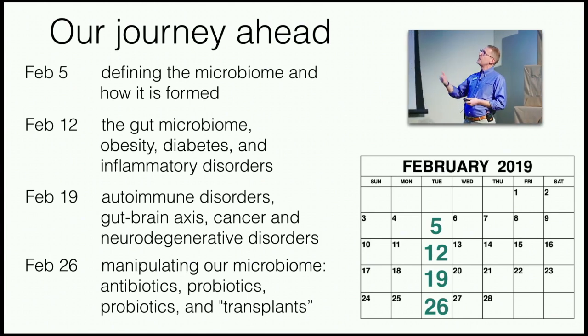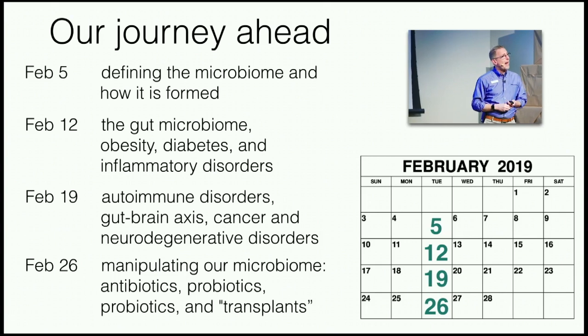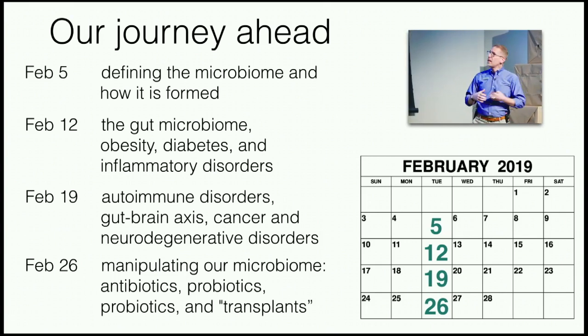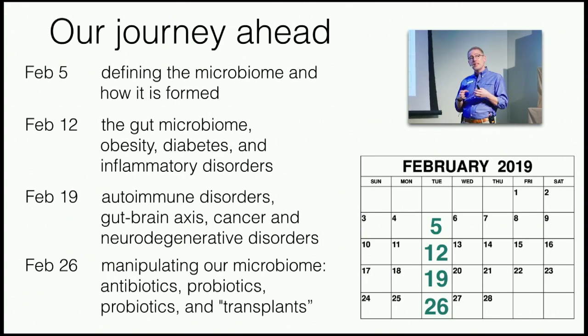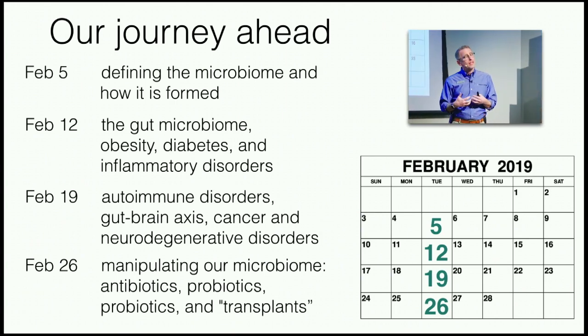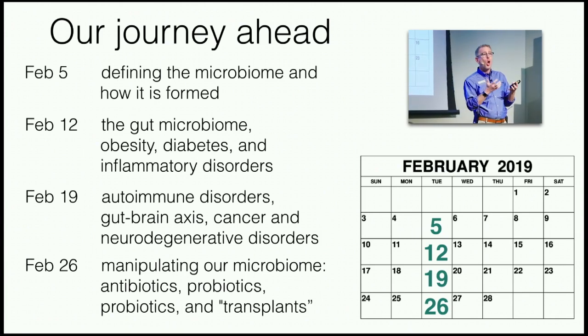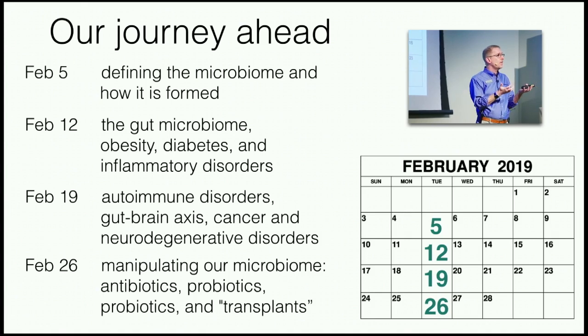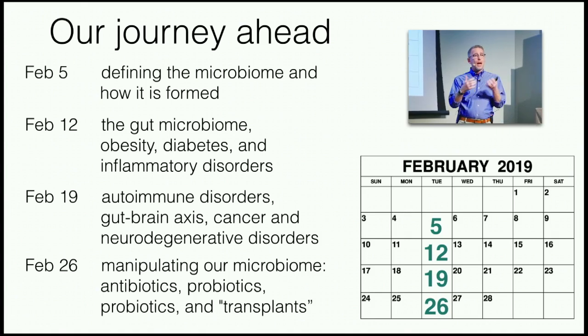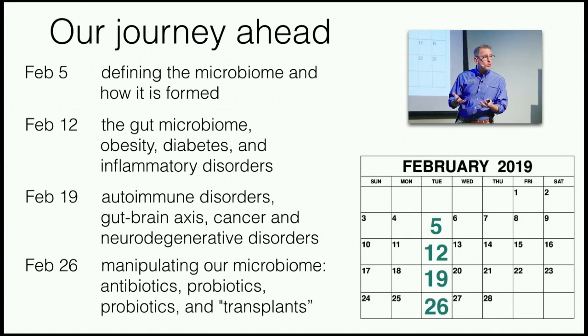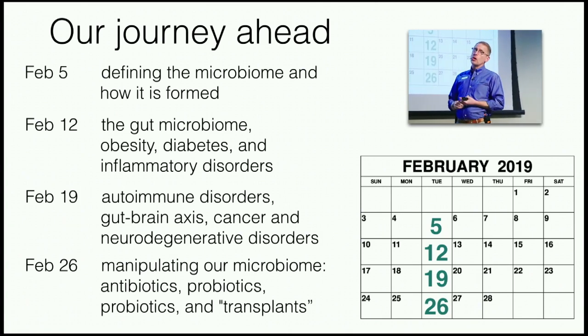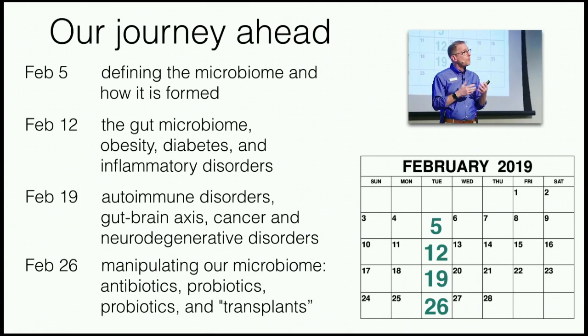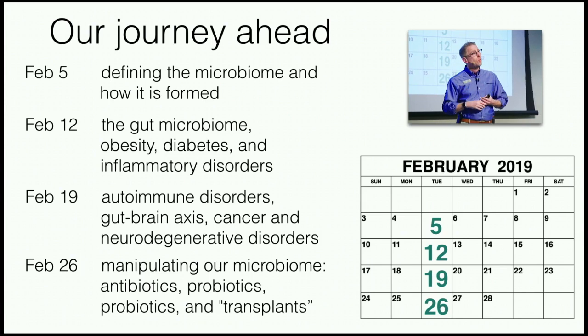So here are the things that we're going to cover. Tonight we're going to talk about what the microbiome is and how it's formed. Next week we're going to talk about specifically the gut microbiome, the bacteria that live in your digestive system, and the relationships or the associations between altered microbes in your gut and obesity and type 2 diabetes and inflammatory disorders. The week after that, we're going to talk about autoimmune disorders like type 1 diabetes and other autoimmune disorders.